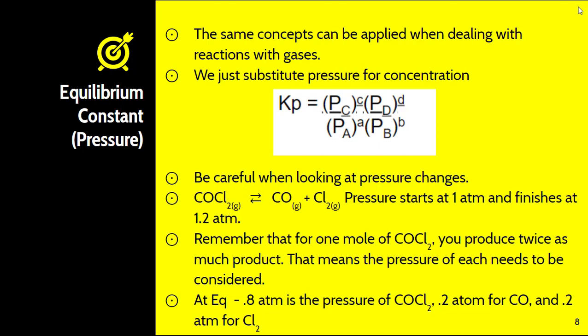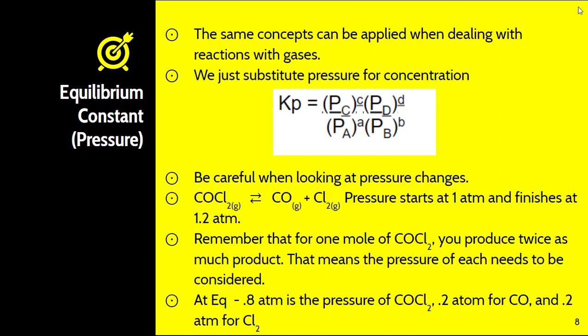We have COCl2 being converted into carbon monoxide and chlorine gas. The pressure starts at 1 atm, and let's say it finishes at 1.2 atm. Remember that for 1 mole of COCl2, you produce twice as much product, right? 1 mole of COCl2 is going to produce 1 mole of CO and 1 mole of Cl2. That means that the pressure of each needs to be considered. So we really need to think deeply about this in order to figure out what the pressure of each is going to be at 1.2 atm. Because it is becoming two separate things, we need to really think about this.